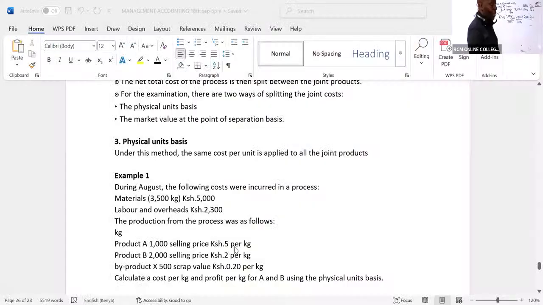So for A, the selling price, I can see A is going for 5 bob. Then this other one, A is going for 2 bob. Yeah. And then I'll give me profit per unit.